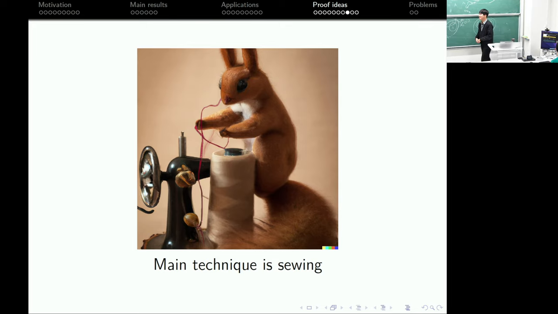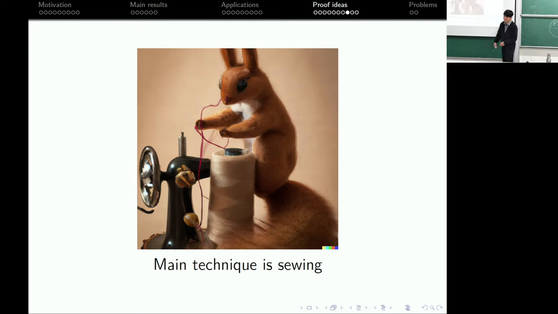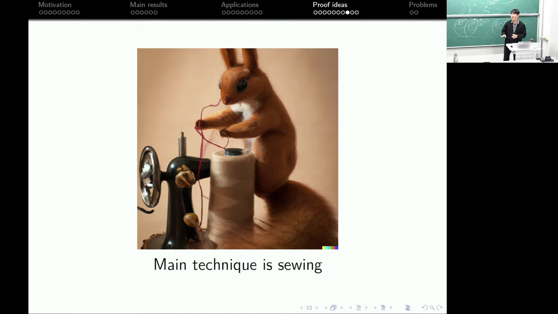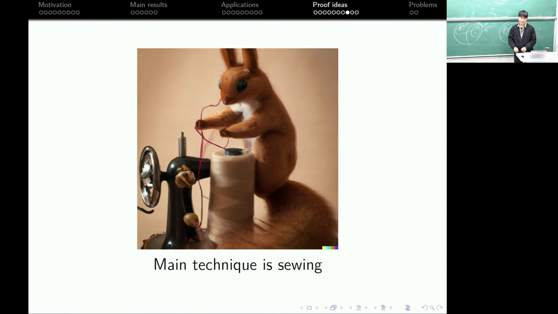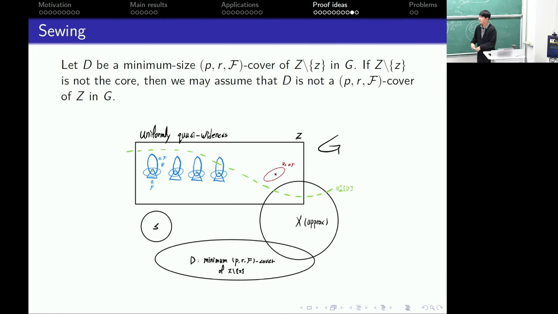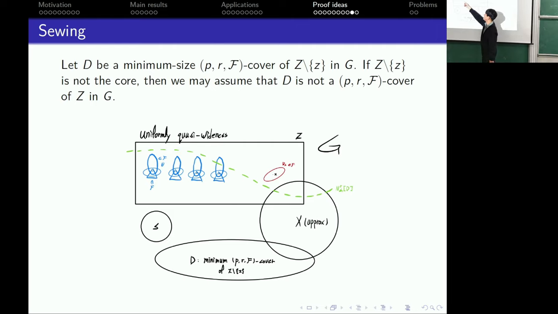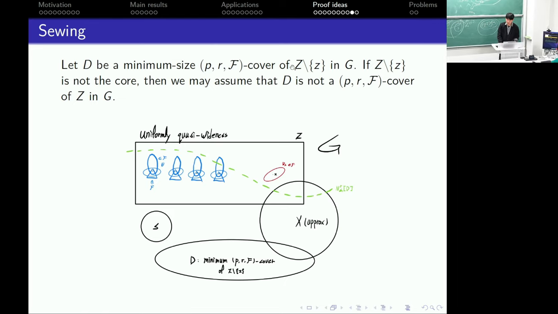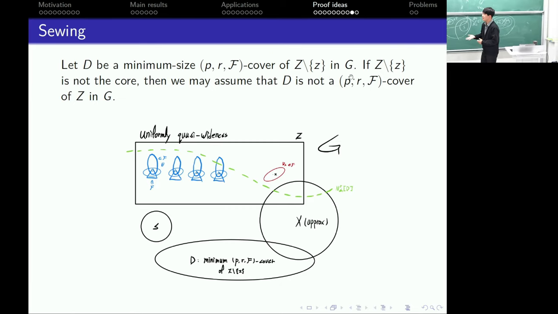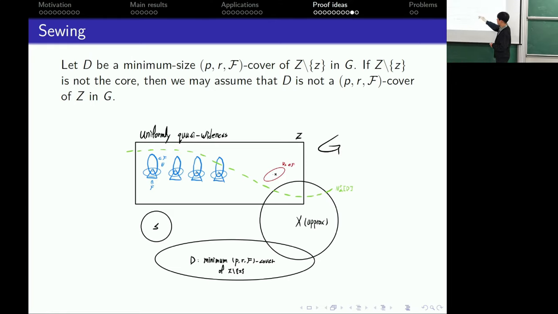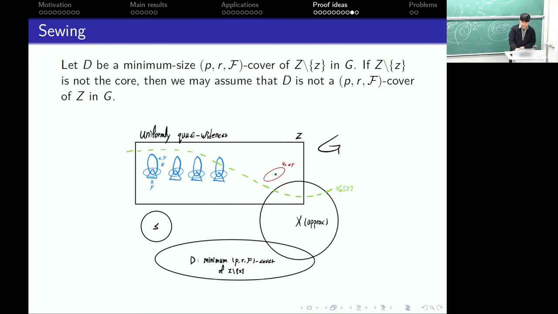So, yeah, the main technique is sewing. This will sew some parts so that we can find some short path that will derive some contradiction up to the distance-r independent set. Because of uniformly quasi-wideness, we know that there are many vertices which are distance-r independent, except for this set. And each of the vertices may have some part which is in our obstruction set F. Right? And then let D be a minimum size PRF core of G minus z in G. If this is not a core, then we may assume that D is not a PRF core of Z in G. So there might be some problematic set, this red set, that is not covered by that dominating cover D.